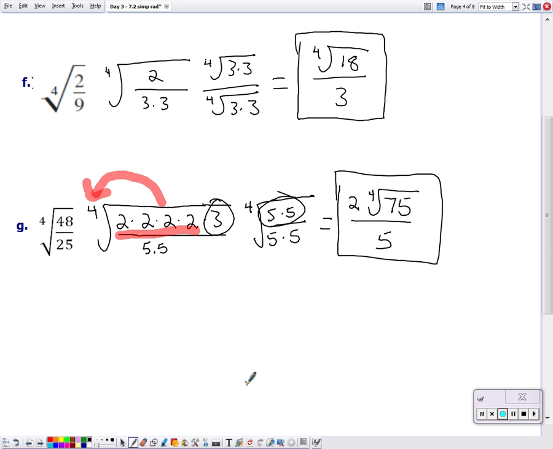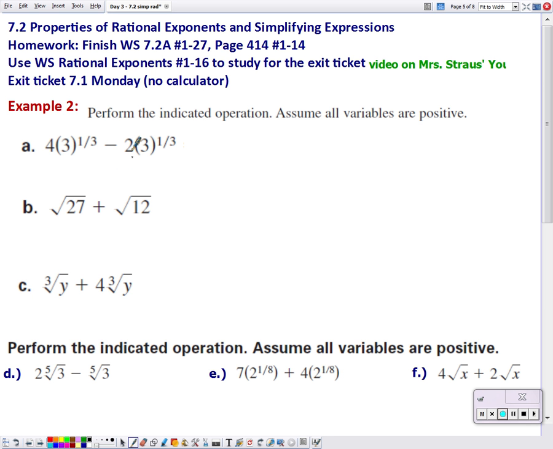Okay, the next thing we are going to do is look at adding and subtracting radicals. Now, before we look at any of these examples, I want to think about this. If I had x plus x squared, I can't add those together. They aren't like terms. They both have x as the base, but they don't have the same power. In order for things to be like terms, they have to have the same base and the same power.